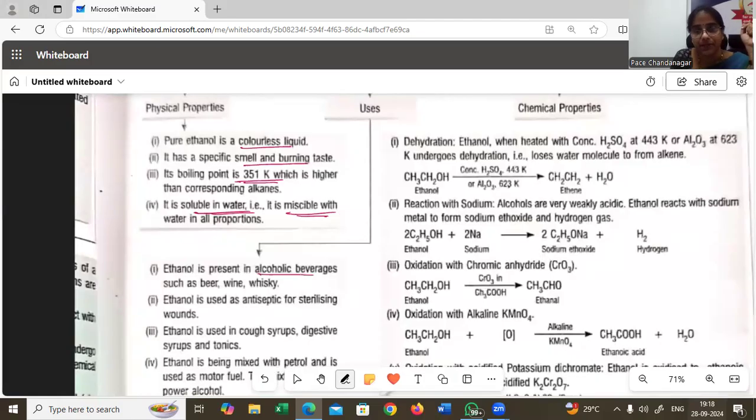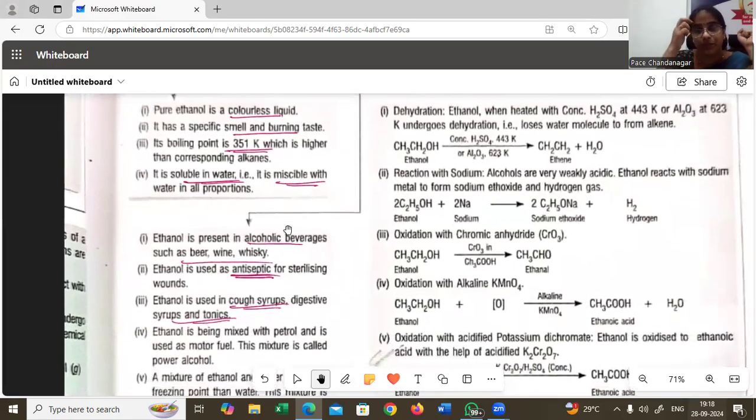And uses: it is present in alcoholic beverages such as beer, wine, whiskey, and it is used as an antiseptic for sterilizing wounds. Then cough syrups and digestive syrups, tonics, everywhere sedatives are used. Benadryl is a cough syrup wherein ethanol is used, because it has to give that sedative effect, because your body is tired from coughing. You need some kind of sedative to soothe your body and make it rest, so a small dosage of alcohol along with the other drugs is present there. Therefore, alcohol is present in cough syrups.